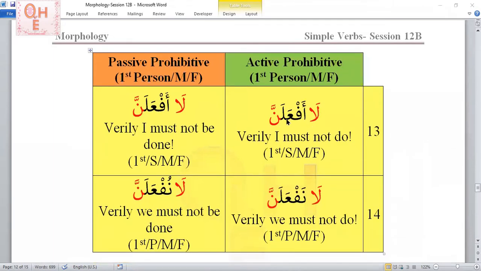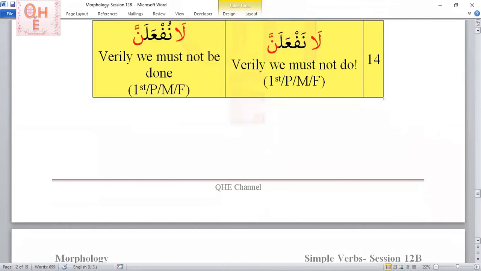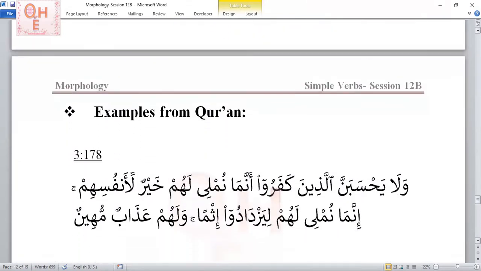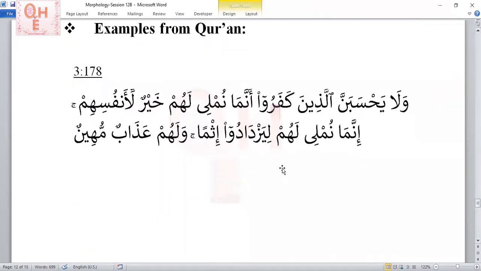لا أفعلن, verily I must not do. Okay, so these are the charts. Now let's look into a couple of examples from Quran, inshallah. So we have a verse here. We are going to browse over and try to find an emphatic verb.